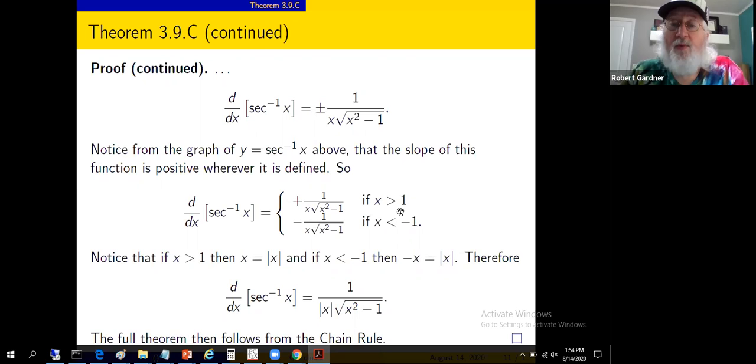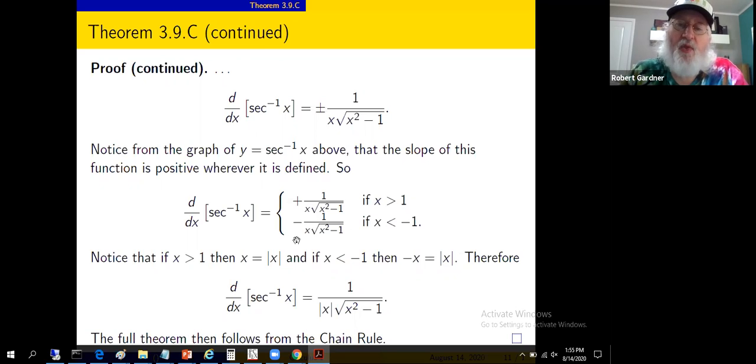If x is greater than 1, remember x has to be greater than or equal to 1 or less than or equal to -1 for the secant inverse even to make sense. Of course, it can't be plus or minus 1 or we'd have division by 0. So that's the restriction. When x is greater than 1, x is positive, and we can use this. When x is less than -1, then x is negative.